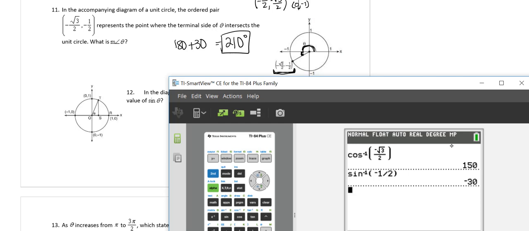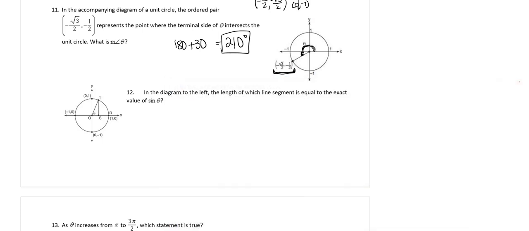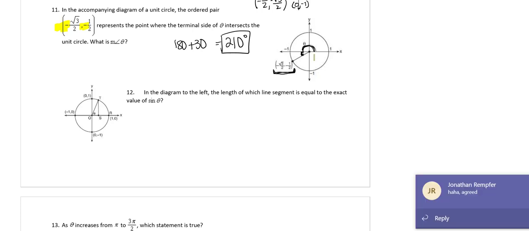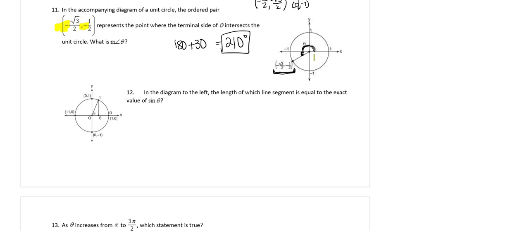The one that has to exist if we're asking for the terminal side, and we have both negative sine and negative cosine. I know that 210 also shares the same reference angle as both 150 and negative 30, and 210 lies in quadrant 3, which meets both of these demands, that both my x and y are negative. So we have to be in quadrant 3, and the only way that works is for 210.